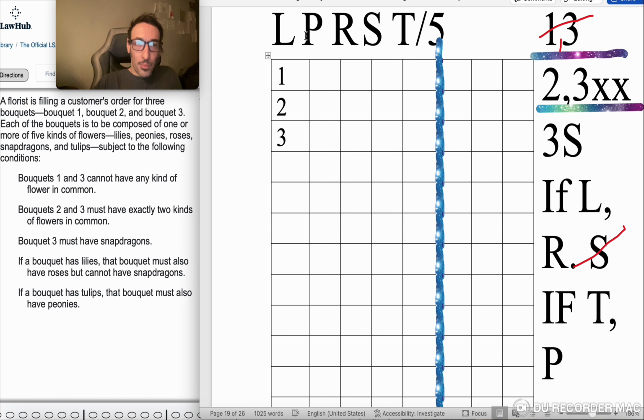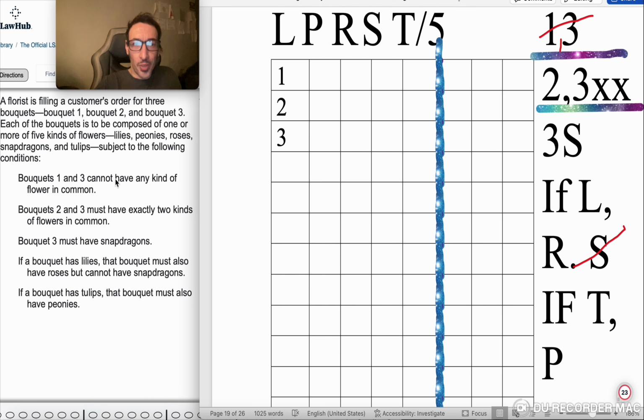I set it up with just the initial letters, L, P, R, S, T, with each letter taking on the full meaning of the name. So R would be for roses, S would be for snapdragons. I put the number off to the side just to be more clear that it's only going to be 5 variables. Let's start with the first condition.